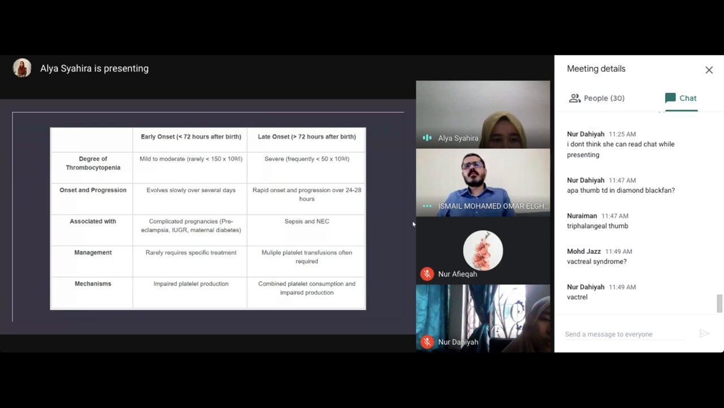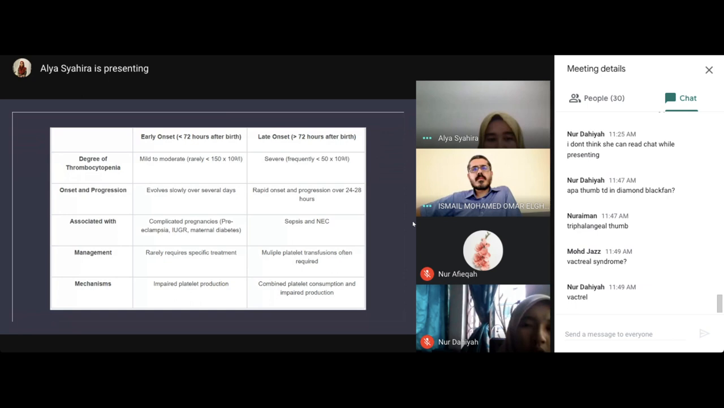For the late onset, the degree of thrombocytopenia is usually severe, which is less than 50, and it has rapid onset and rapid progression within 24 to 48 hours, commonly associated with sepsis and necrotizing enterocolitis. The mechanism involved in the late onset is a combination of platelet consumption and also impaired production of platelets. So in the late onset, usually the baby needs multiple platelet transfusions.